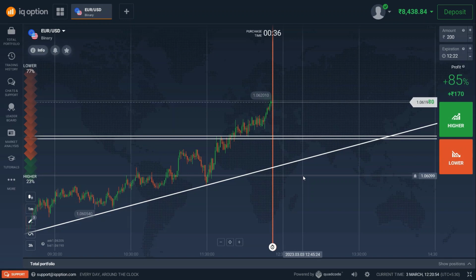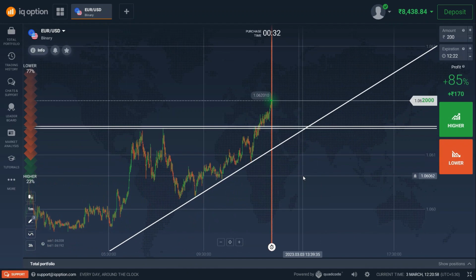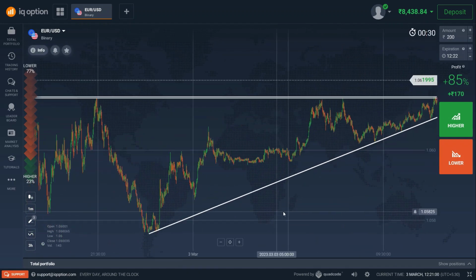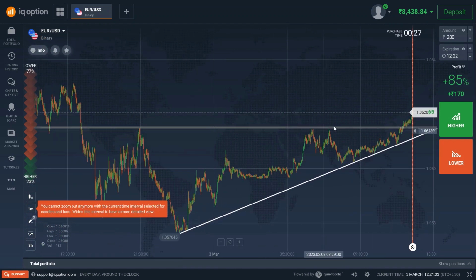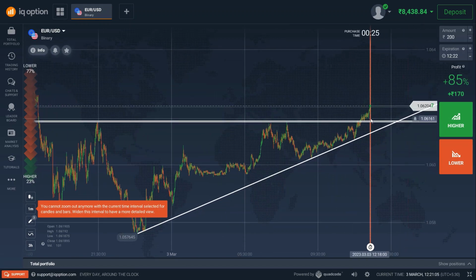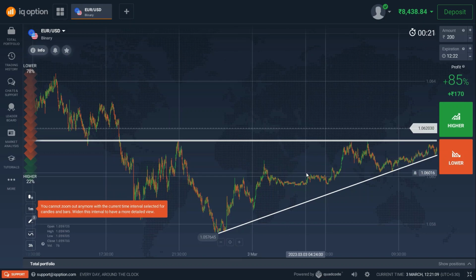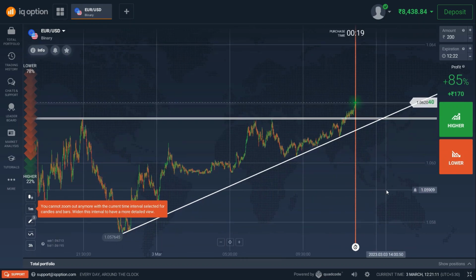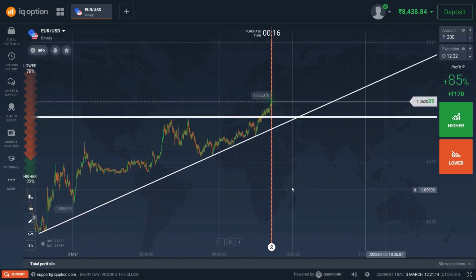Hey guys, welcome back. We are now live on Euro USD, and as you can see, I've already drawn some key trend line and resistance. It was earlier resistance and now it's acting as support. So let's just wait for the right opportunity and then I'll take a trade and then I'll explain you the setup of why I took the trade with detailed explanation.